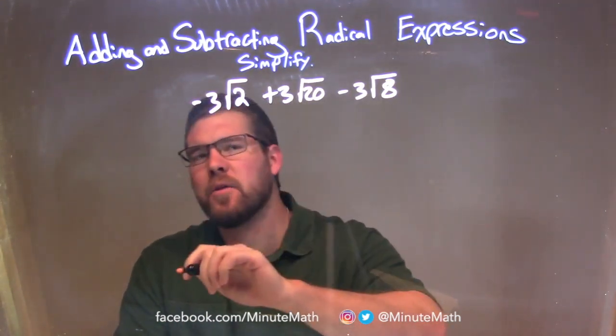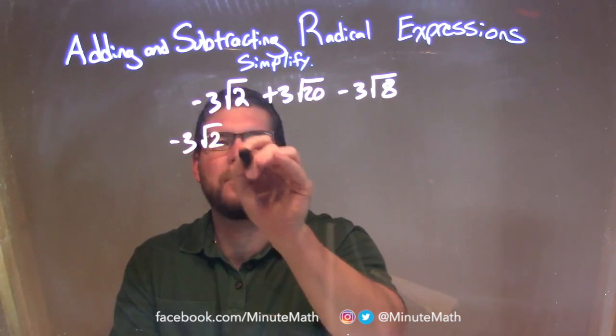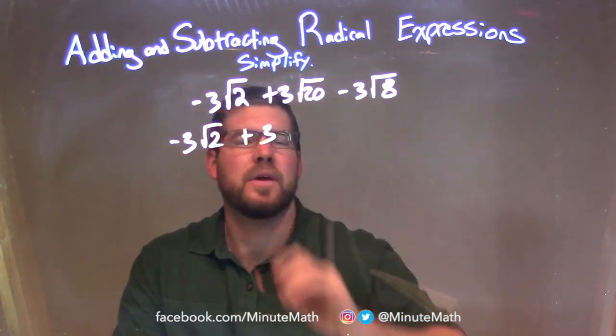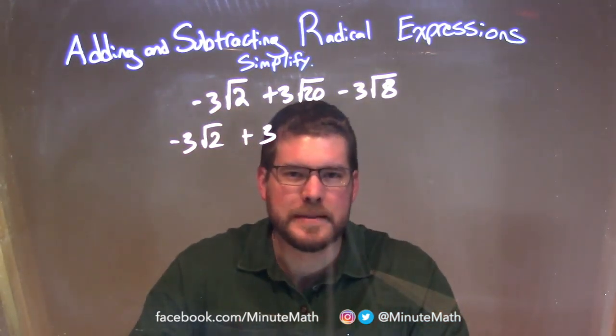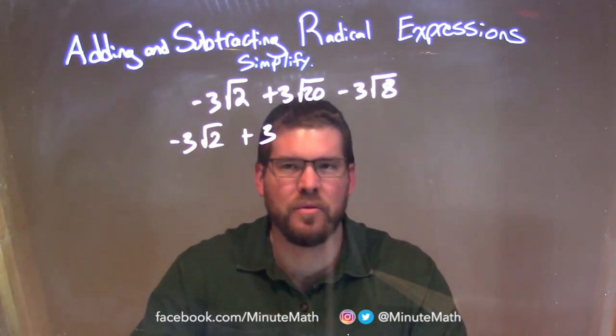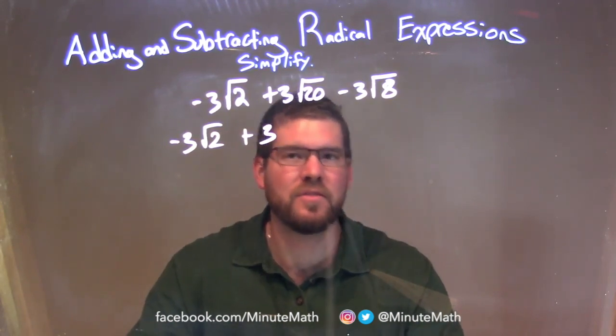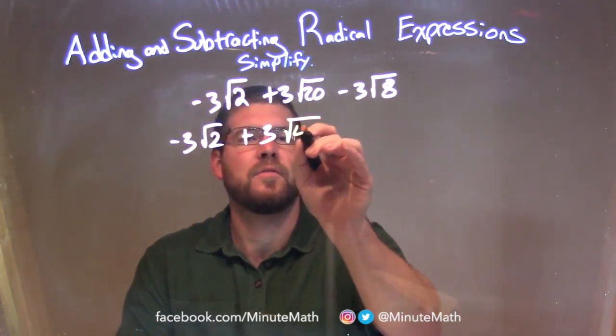So negative 3 square root of 2, I can't really break down anymore, so that's negative 3 times the square root of 2 right there. The 3 comes out here. The square root of 20. Well, square root of 20, I know 20 can break down to 2 and 10, but neither one I can take the square root of. But I can take the square root of 4, and 4 times 5 is 20. So I'm going to break this apart to be 4 times 5.